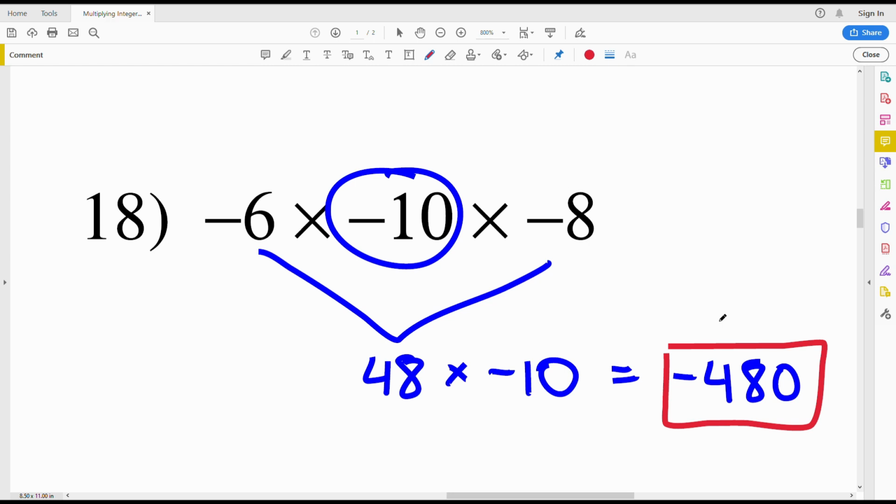You could have done negative 6 times negative 10 to get a positive 60, and positive 60 times negative 8 is negative 480.